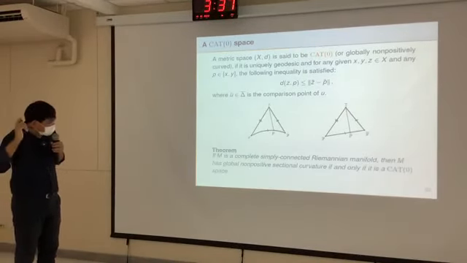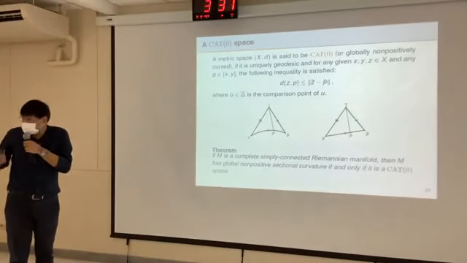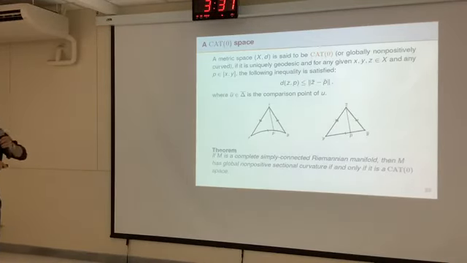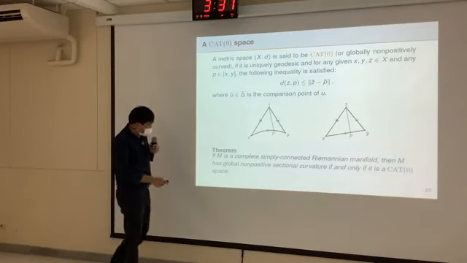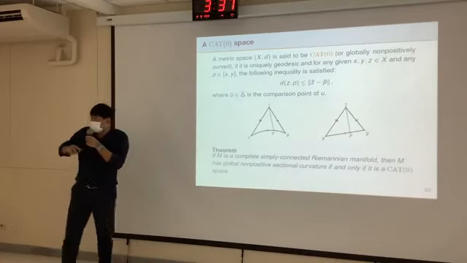And you have a theorem here that states that if M is a Hadamard manifold, which is a shortened term for the definition here, that is, if M is a complete, simply connected Riemannian manifold, then M has global non-positive sectional curvature if and only if it is a CAT(0) space. So you can see that the notion of non-positive sectional curvature can be characterized purely in terms of the metric.